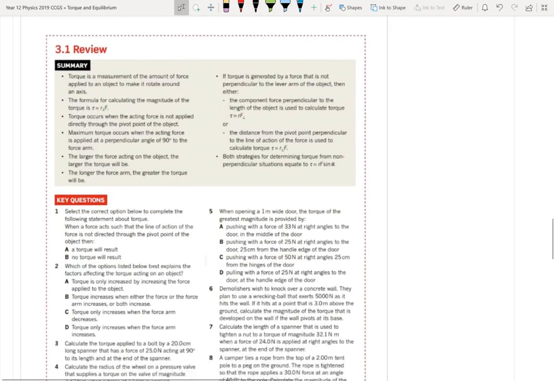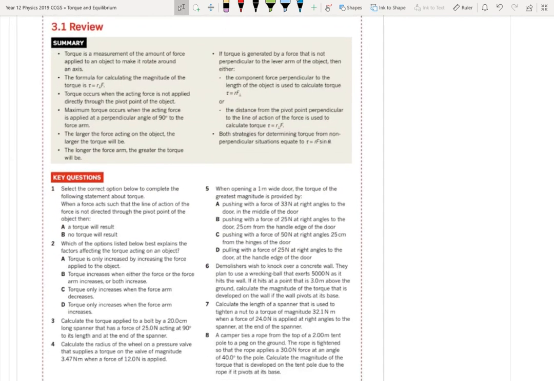Homework, gentlemen, please do these questions. They are easy. What we've just learnt: R, F, sine theta, torque. You've got 4 variables. If you've got 3 variables, you determine the 4th. It's that easy. So please do these questions. We've got 20 minutes left. I want to jump into the next section where it gets a little bit trickier.